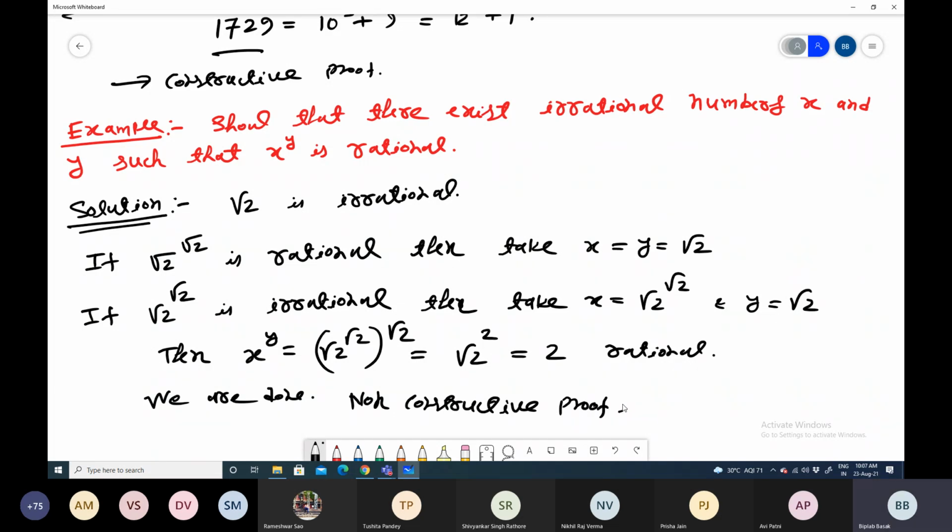So if you need to prove an existence proof, then you can give such a non-constructive proof. That means you are not giving any examples, but you are showing the existence. Okay, so this type of proof is very useful when you need to prove some difficult existence proof.